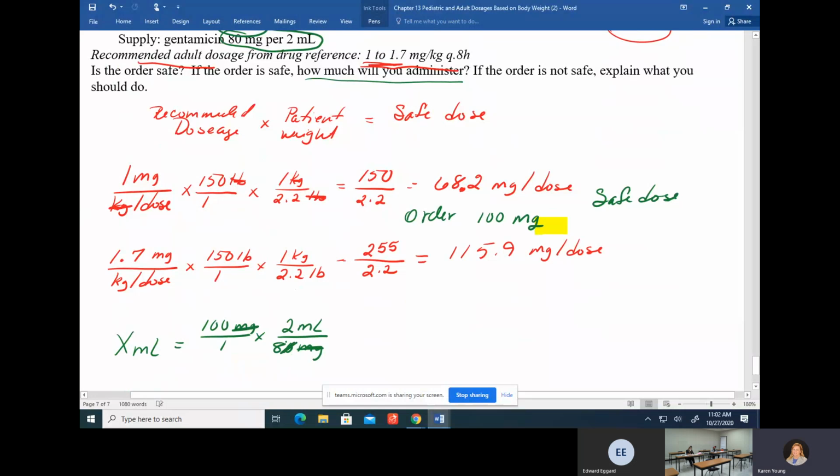I have a 0 on bottom, so I can cancel a 0 on top. It's a 1 to 1. Then 10 times 2 is 20 divided by 8, because there's only an 8 on the bottom. And I want to give 2.5 milliliters.